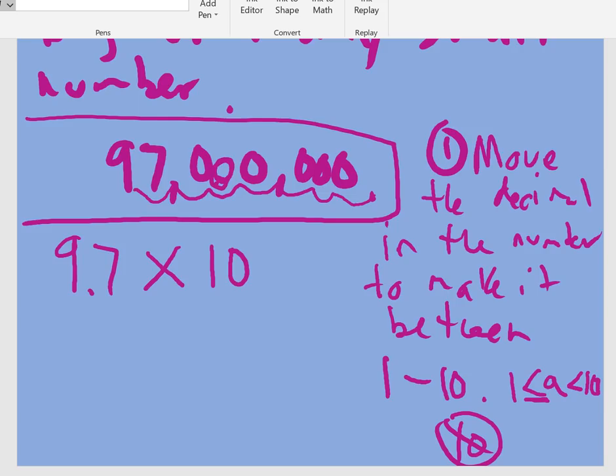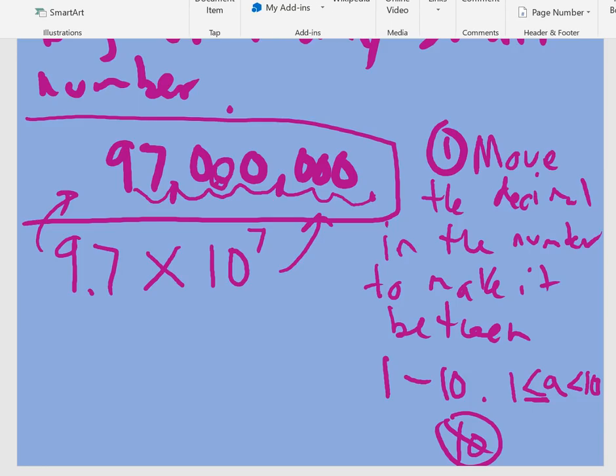We move the decimal 1, 2, 3, 4, 5, 6, 7 times. You'd put times 10 to the 7th. And this is the same number written in scientific notation. That's a 7. Notice we did not just put however many zeros. We didn't make that the exponent. We didn't say 10 to the 6. You don't just look at the zeros. Let's look at another one.